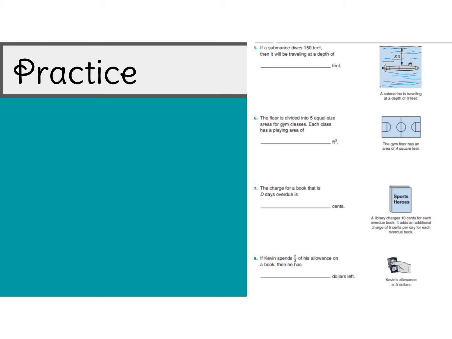All right, so let's take a look at a few more examples here. If we take a look at number 5, if a submarine dives 150 feet, then it will be traveling at a depth of blank feet. So we look over here at the picture. Notice we've got arrows here. It says x feet. A submarine is traveling at a depth of x feet. So how would we write this equation? The submarine is represented by the letter x.